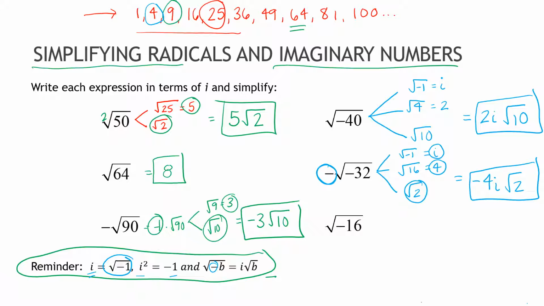Last one, radical -16. This one I'm just going to break into two parts because I know that the square root of 16 is 4. I know that the square root of negative 1 is i, so this answer is just 4i.